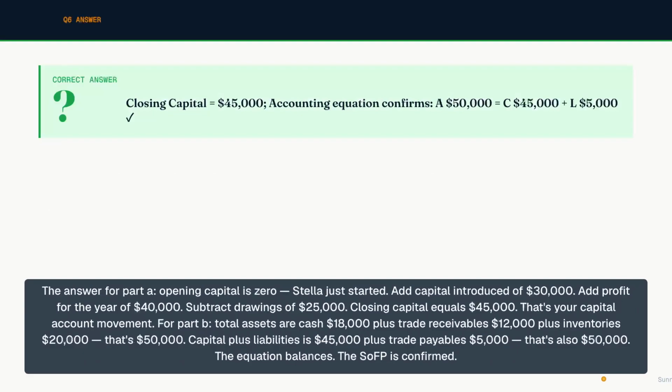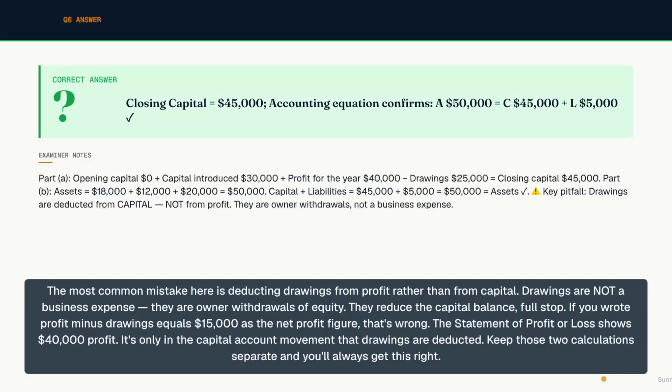For Part B, total assets are cash $18,000 plus trade receivables $12,000 plus inventories $20,000. That's $50,000. Capital plus liabilities is $45,000 plus trade payables $5,000. That's also $50,000. The equation balances. The SOFP is confirmed. The most common mistake here is deducting drawings from profit rather than from capital.